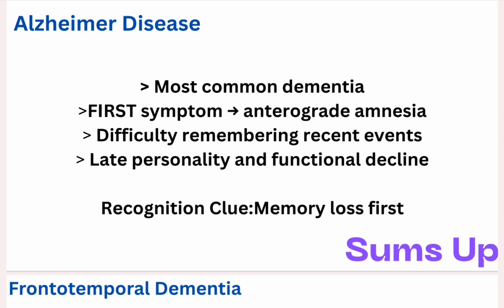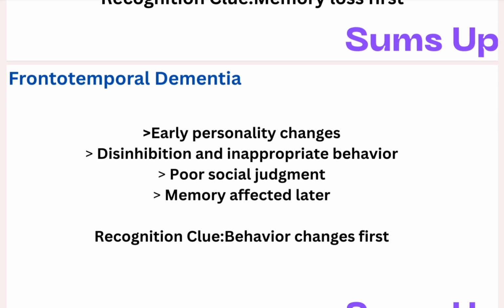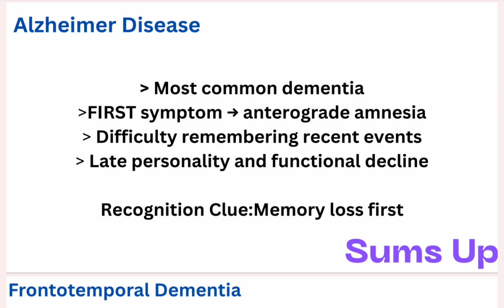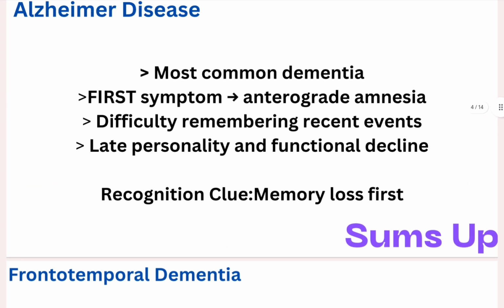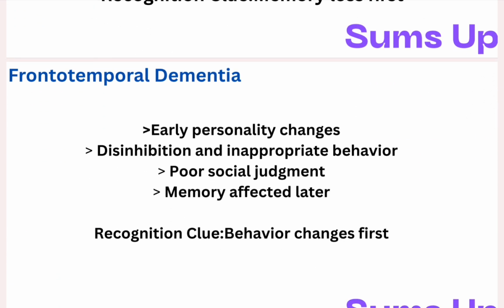We often have this buzzword that whenever we see personality changes, we associate it with frontotemporal dementia, but you don't have to do it all the time. Sometimes question stems show that a patient has had dementia for 10 to 15 years or 5 years and there are personality changes, so then Alzheimer's is the right answer. But if the personality changes are in an acute setting, where dementia is not established and the patient starts to change his behavior, then it's most likely frontotemporal dementia. So the recognition clue for Alzheimer's is memory loss first, and for frontotemporal dementia, behavior changes first.